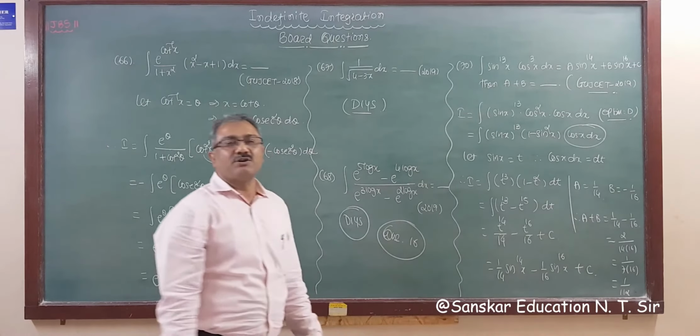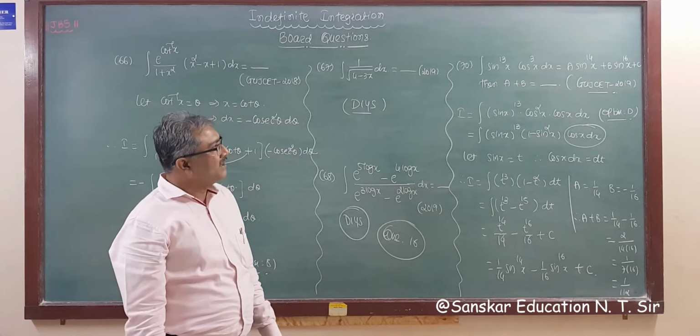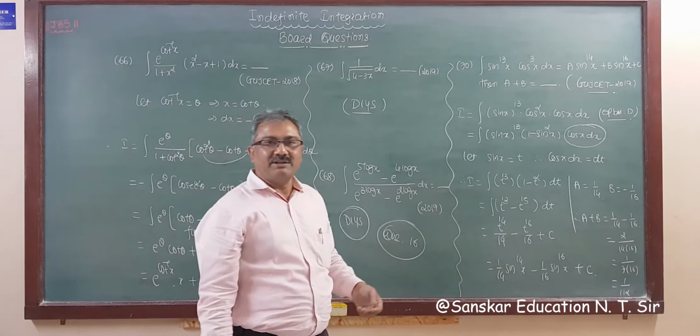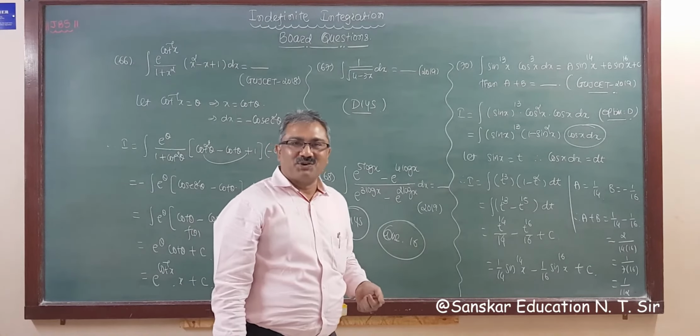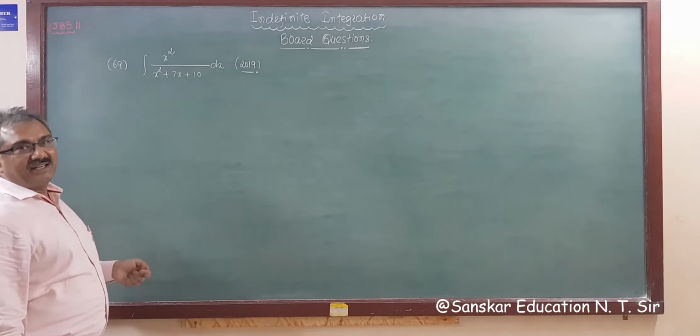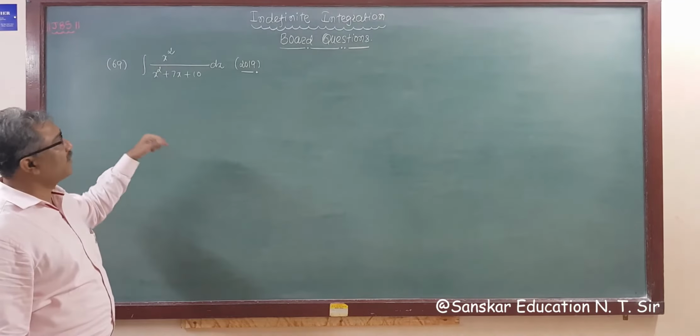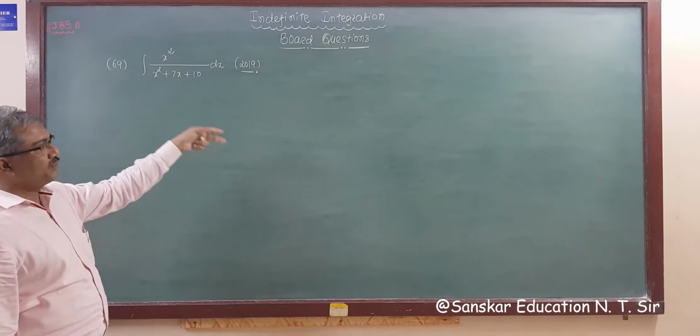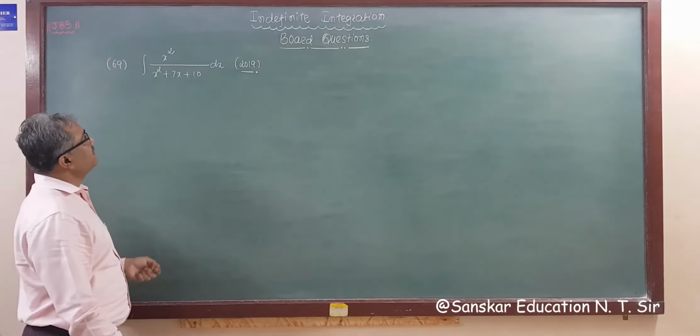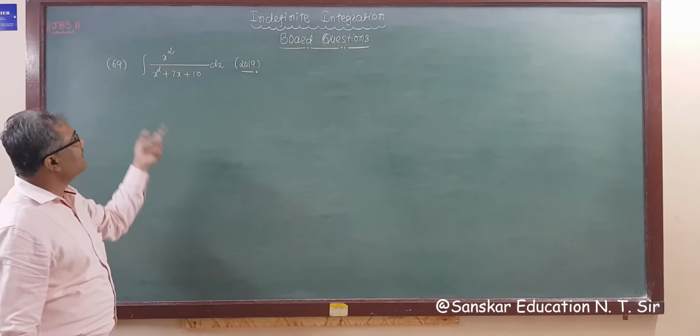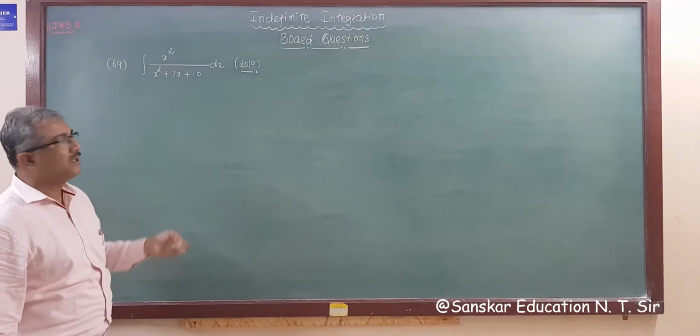Option D is your correct answer, right? So this is a nice question. Do practice at home. Question number 69, we skipped from the sequence, because it requires more space, right? So from 2019, this question is for 4 marks.